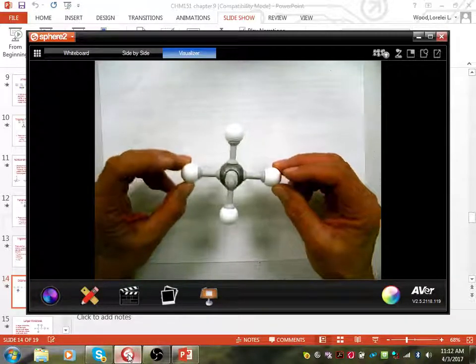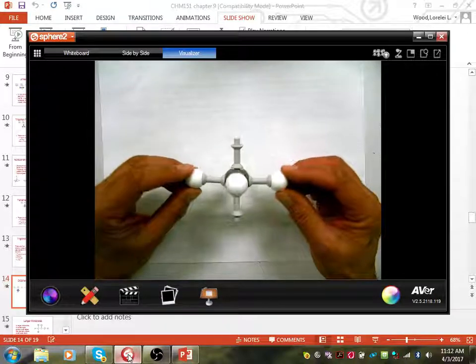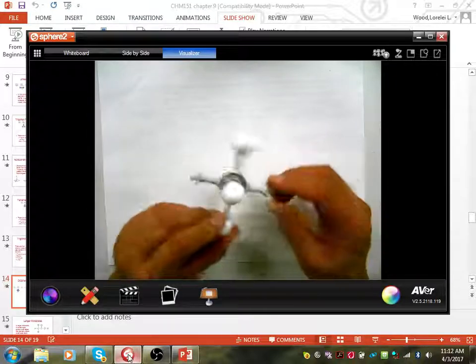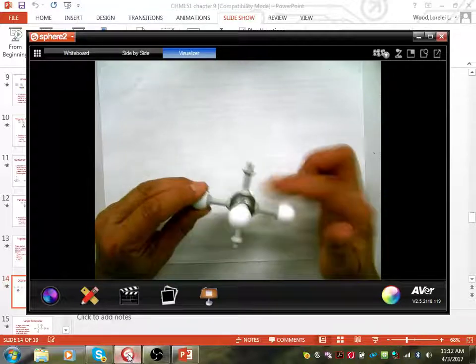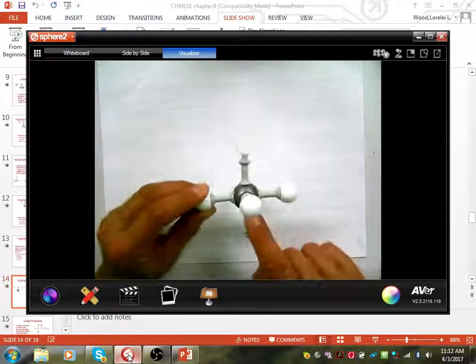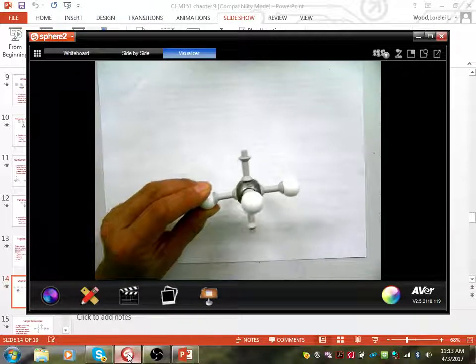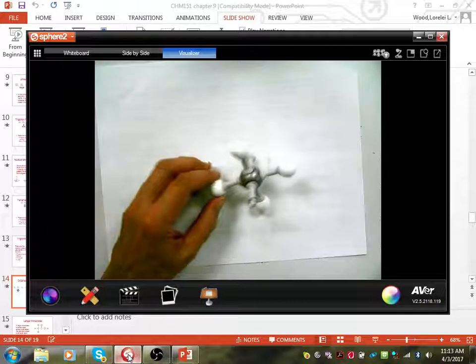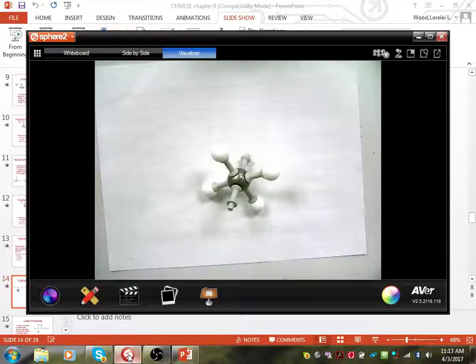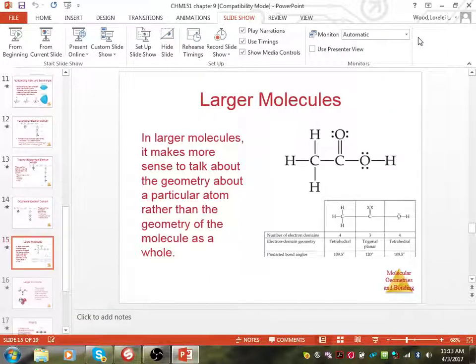Square planar. Now this one has non-bonded pairs, but is this going to be a polar molecule or a non-polar molecule? It's going to be very non-polar because even though I got a big negative charge here and a big negative charge here, they balance each other out and they're symmetrical. Right? Makes sense? See how easy this molecular geometry stuff is when we spend 2.5 hours on it in lab? Right? Easy peasy.